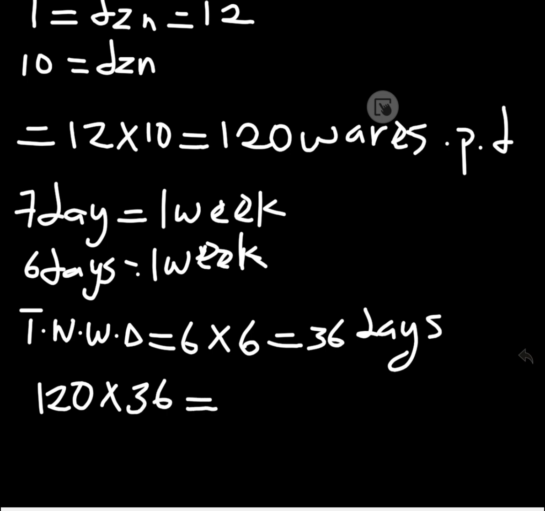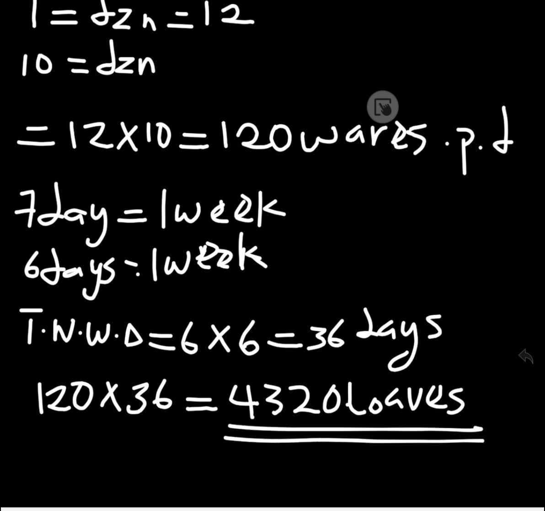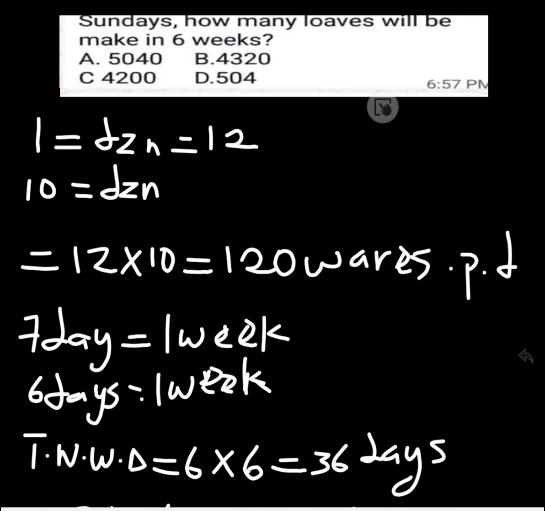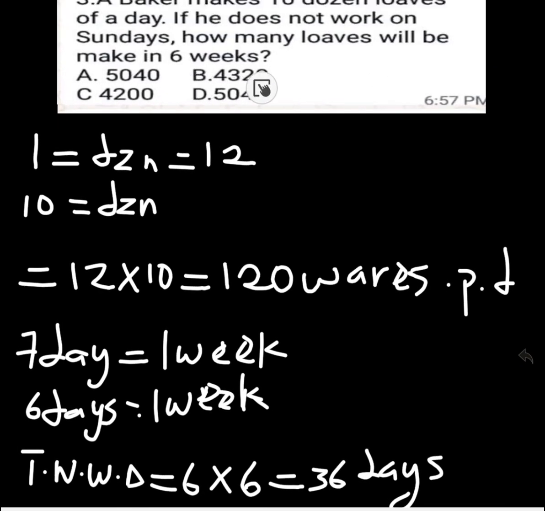Punching it on my calculator, your answer will give you 4,320. So we make 4,320 loaves in 6 weeks, since he works 6 days in a week. Now we go back to our options: yes, option B is our answer. If you didn't solve it, you did well to try.